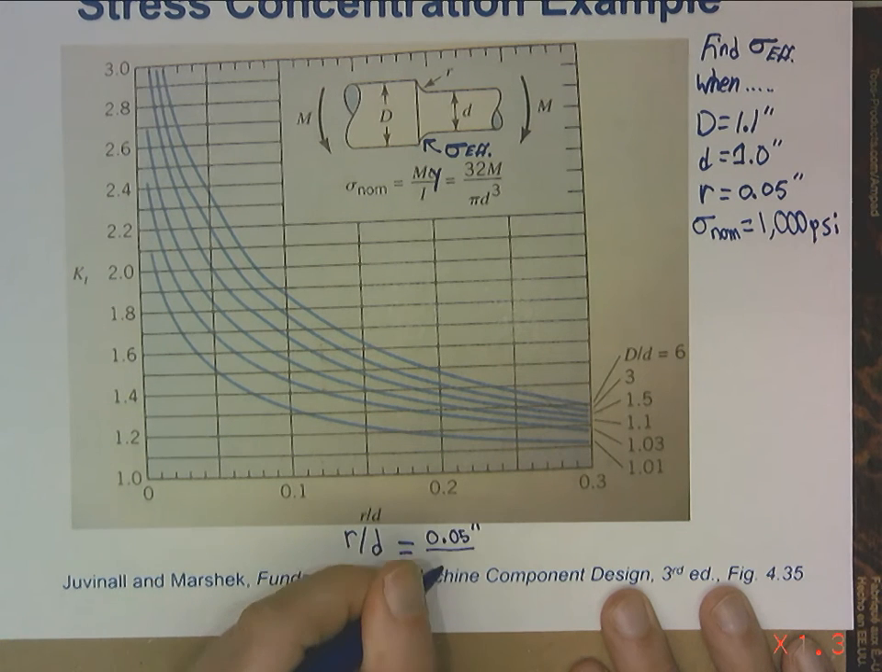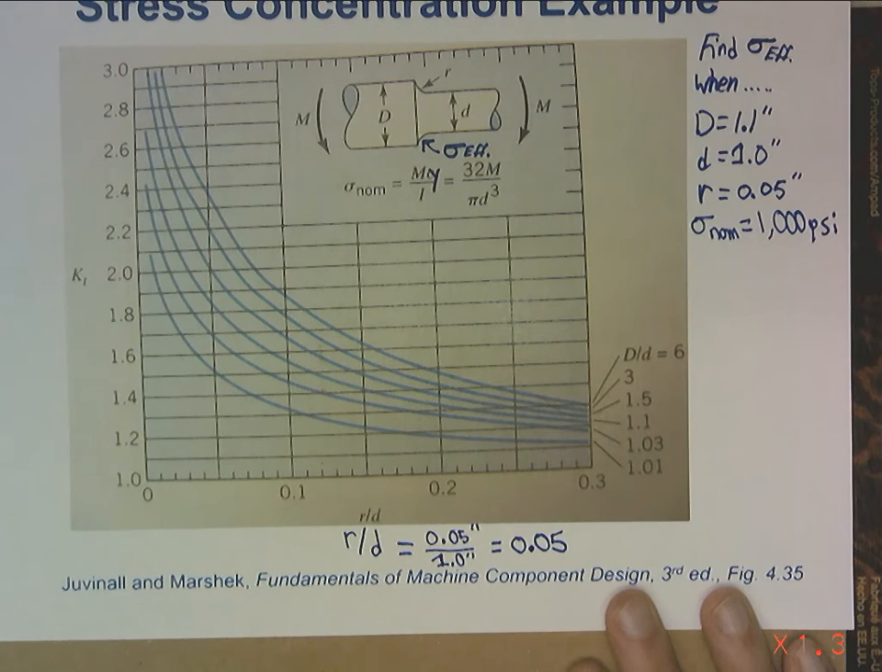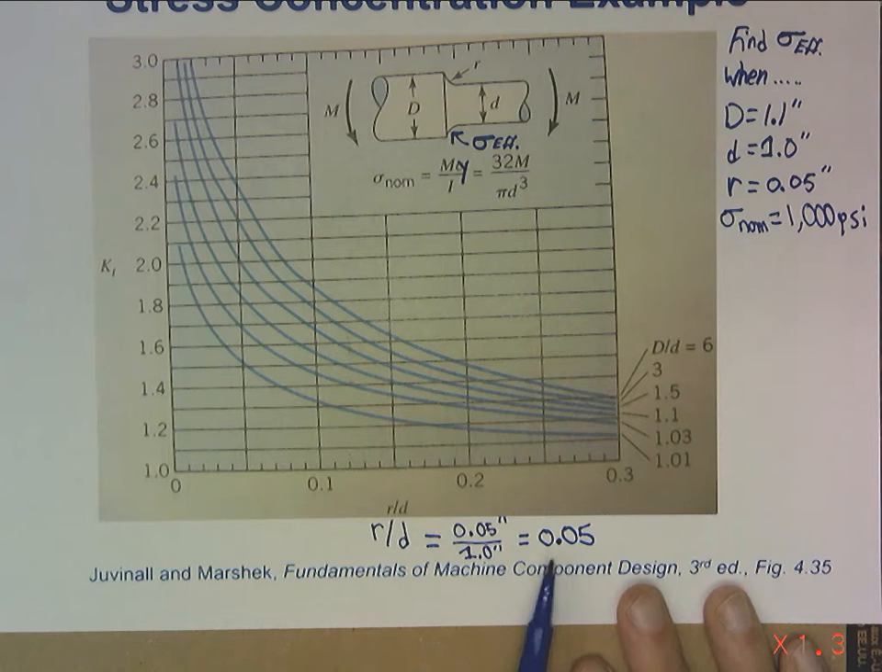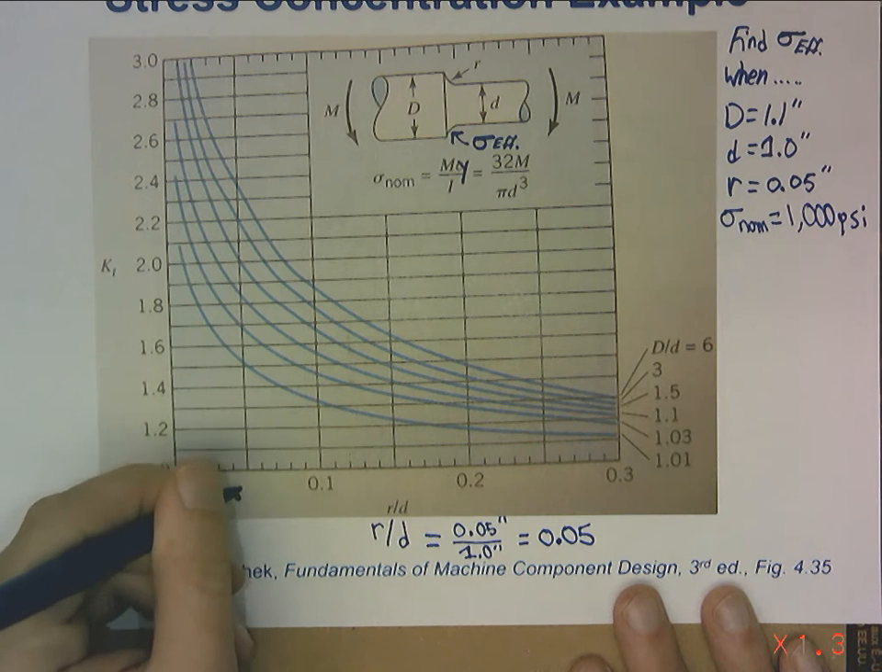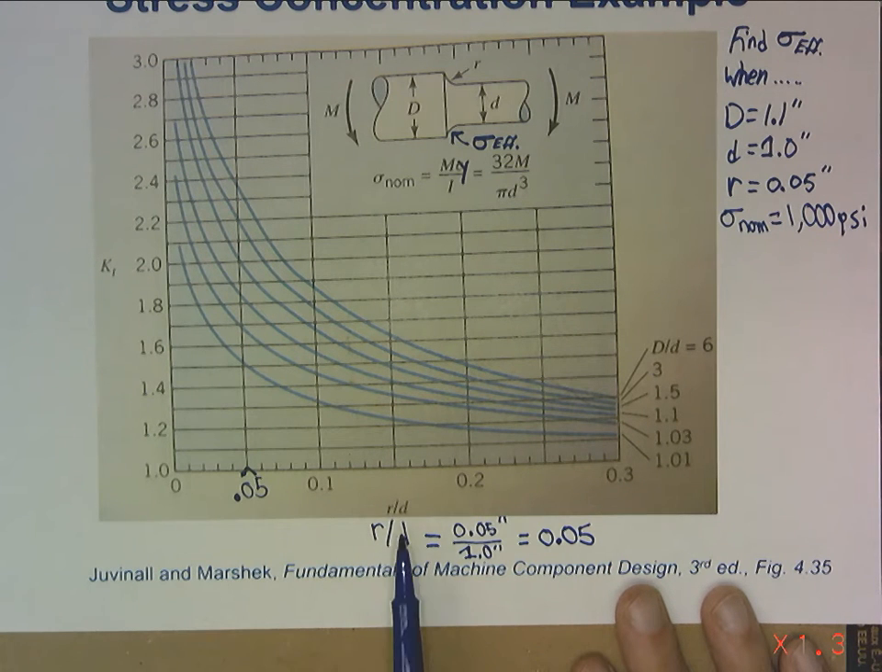Radius, 0.05 inches over small diameter is 1 inch. Gosh, I can do that math in my head. That's a dimensionless 0.05. I can divide by 1 all day long. So where is 0.05? Well, there's 0.1, 0.2, so it looks like we're going up by 0.1. 0.05 is half of 0.1. So, hey, right here would be 0.05. So we're just following what's on the axis.